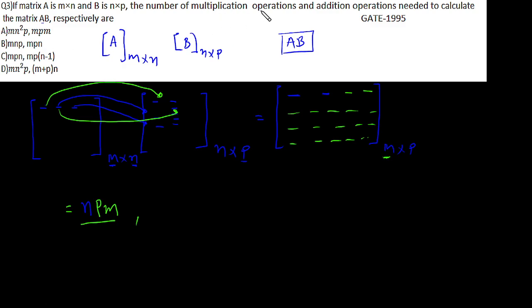So we have to find the multiplications, and second we have to find the addition operations. So let's move to the addition operation. Now here in the addition, first of all we multiply this element with this. Now we have to add this second element to this first one. Then we have to add this third to this element.